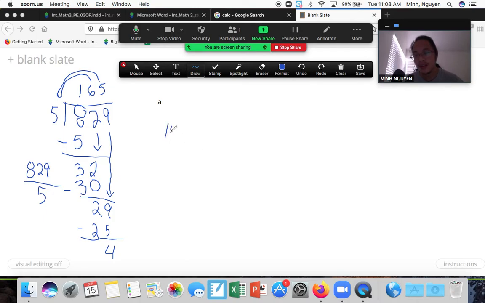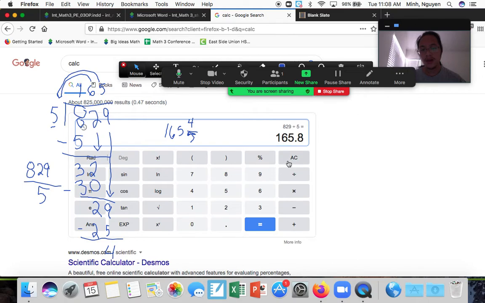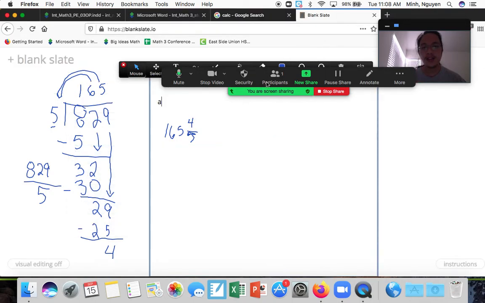So my answer is 165. And don't forget the remainder goes over the divisor. 165 and 4/5. So it's always good to double check. So is 829 divided by 5, 165 and 4/5? Let's see. Oh, I already did it. So I'll do it again. 829 divided by 5 equals 165.8. 0.8 is the same thing as 4 over 5. So it's good. That's how you do long division.